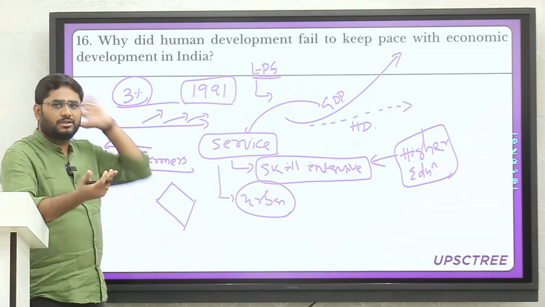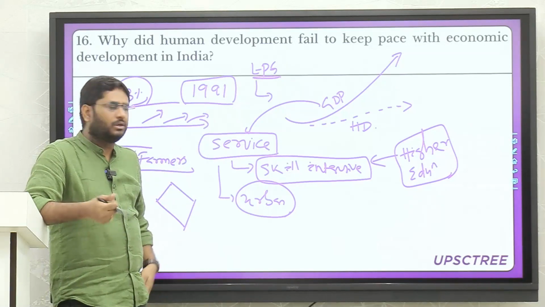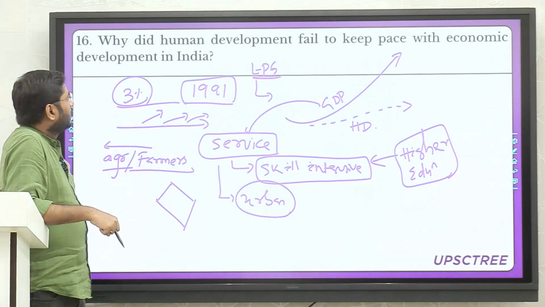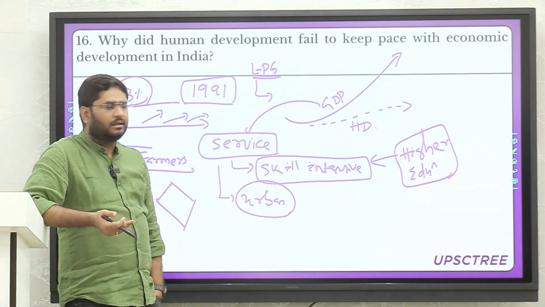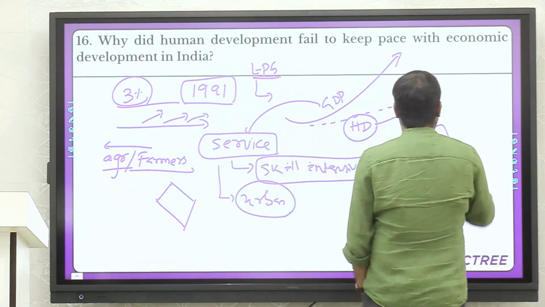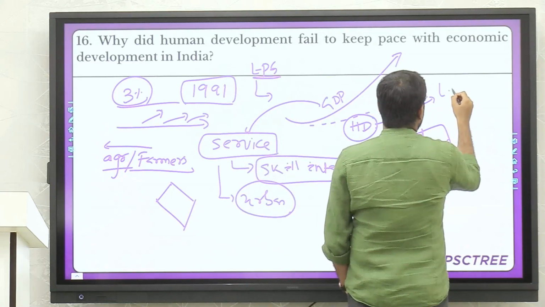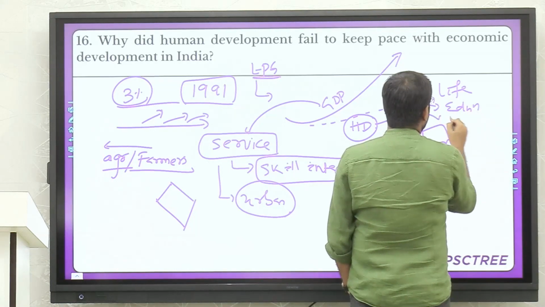They remained farmers. Their life in 2020 is the same as it was in 1950, right? So that's why their human development didn't pick up. And when we say human development, we are thinking about the life expectancy index, education index, and income index.